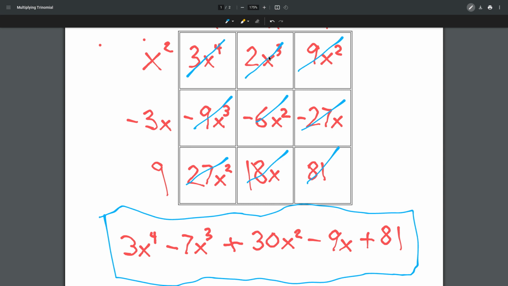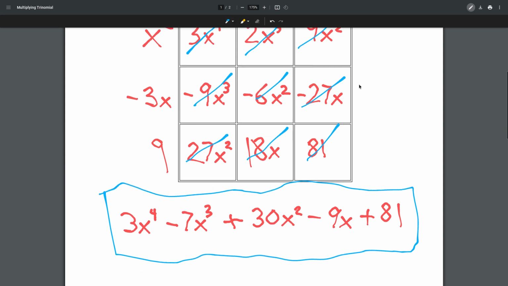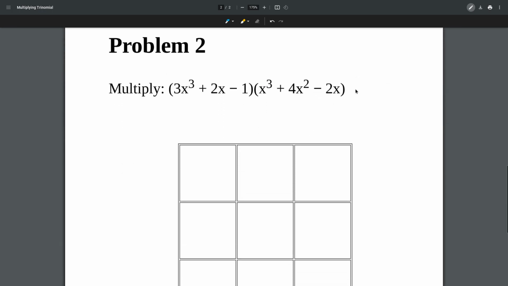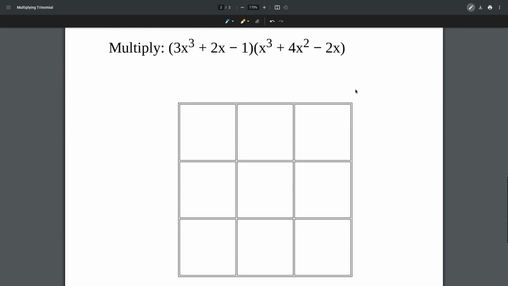Okay, let's try one more to make sure we know what we're doing. So I'm going to scroll on down to problem 2 here. And in this one, we're multiplying 3x cubed plus 2x minus 1 times x cubed plus 4x squared minus 2x.